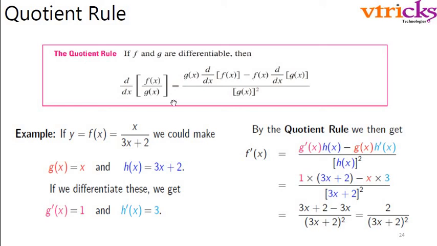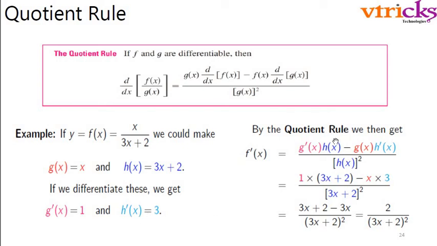So let us try to use this for this example. Observe here, we have g(x) is x, that is my numerator, and h(x) is 3x plus 2. So the function f(x) is x by 3x plus 2. I am splitting it into two parts. One is the numerator, which is denoted by x, and the denominator h(x) is 3x plus 2. First we'll get the derivative of the numerator and denominator separately. So g prime x is 1, h prime x is 3. Now let us apply the quotient rule.